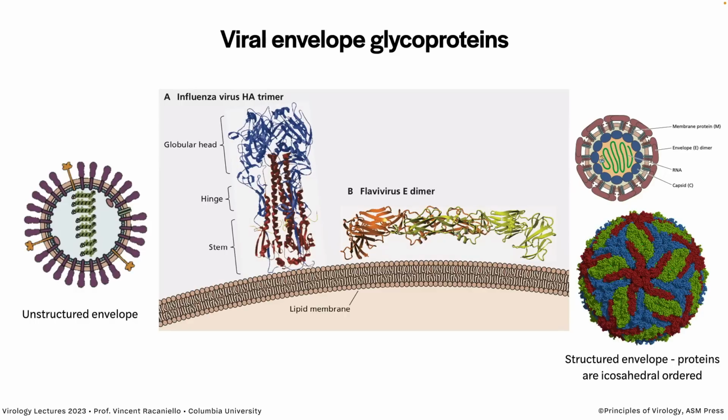We call the influenza virus envelopes unstructured because the glycoproteins are kind of randomly placed in there, whereas the flavivirus envelopes tend to be structured. They can be because they have interactions between these glycoproteins that give them some icosahedral symmetry, because you could see a five-fold axis of symmetry there.